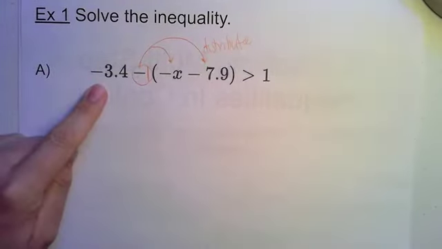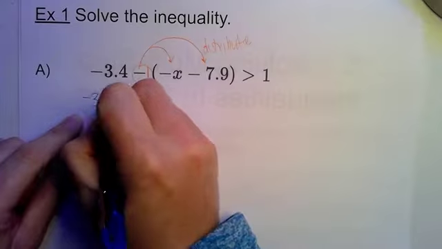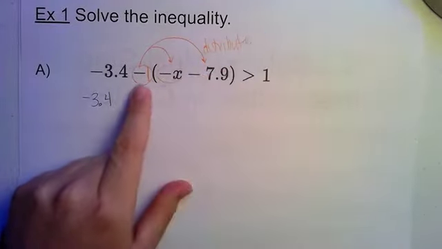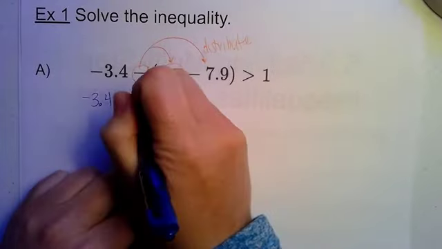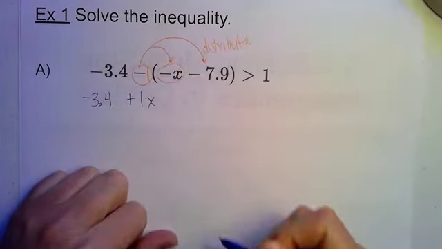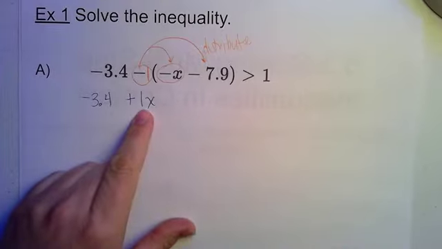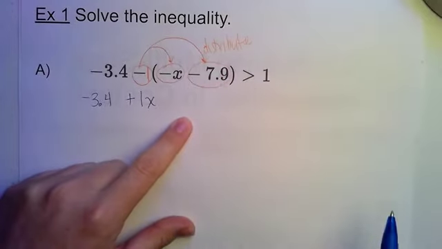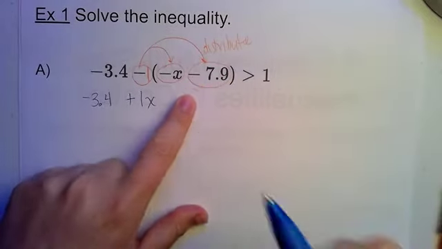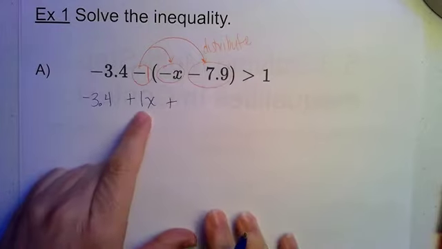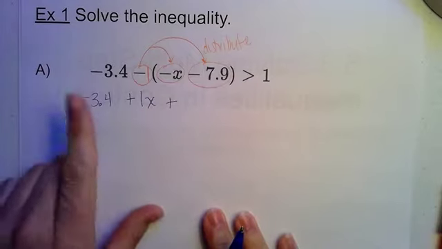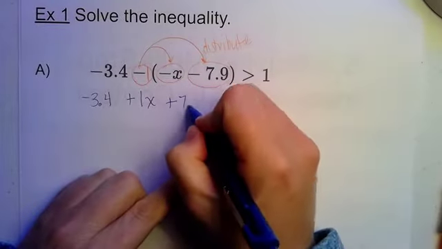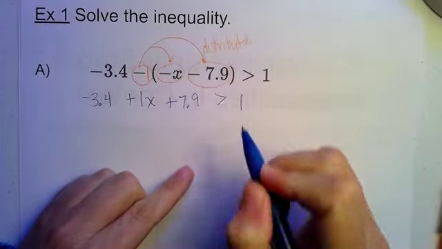And so this -3.4 is just going to hang out here for a second. We have -1 times -x. Negative times negative is positive 1x. Do we need the 1? No. If you just have x, that's fine. -1 times -7.9. Negative times negative is positive. You should never have double signs. One sign, that is all. 1 times 7.9, well, that's just 7.9, is greater than 1.